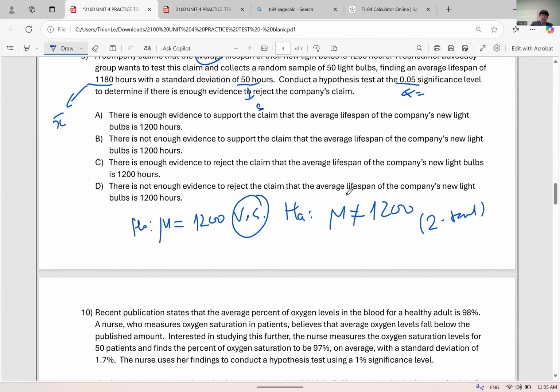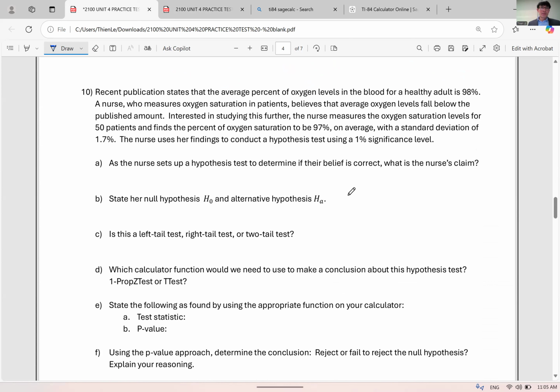So here, a recent publication states that the average percent of oxygen level in the blood of a healthy adult is 98%. A nurse who measures oxygen saturation in patients believes that the oxygen level falls below that. Interested in studying this further, the nurse measures the oxygen saturation levels for 50 patients and finds a percent oxygen saturation of 97% on average, with a standard deviation of 1.7%. You have to conduct the process using a 1% significance level.